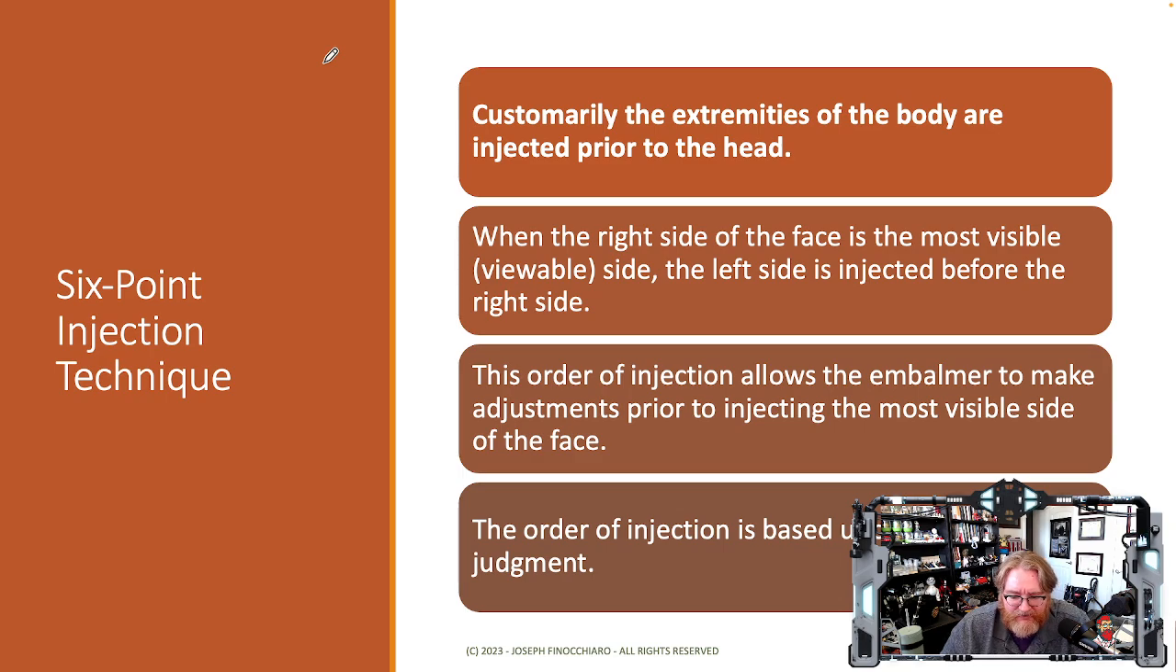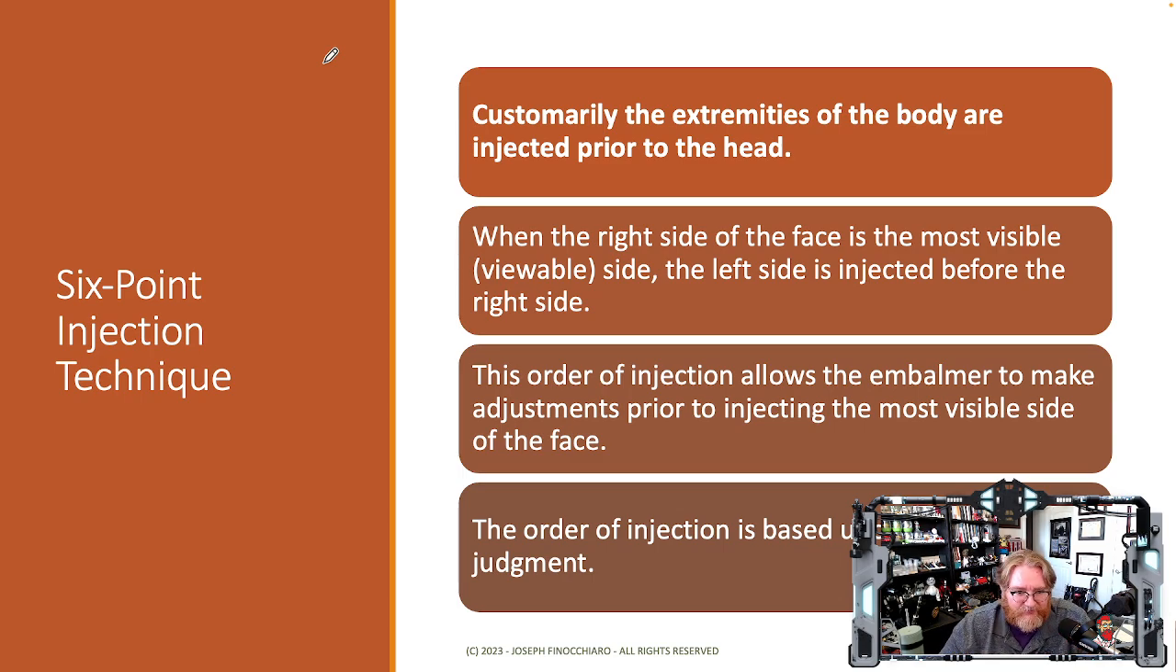Customarily, the extremities of the body are injected prior to the head. So when you are doing a 6-point, the way to remember this is start at the bottom and work your way up. Legs, arms, head. Now, some will do arms and then legs. Some will do arms and legs at the same time using a double Y tube or a double Y injection apparatus. Hey, knock yourself out. The moral of the story is that you save the head for last.